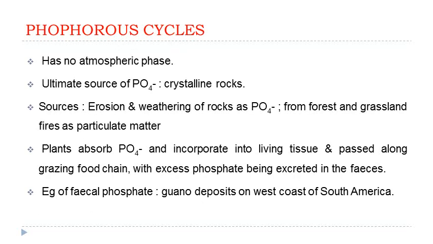So the second cycle under sedimentary cycles, which you are supposed to study, is the phosphorus cycle. Unlike the sulfur cycle, the phosphorus cycle doesn't have a gaseous or atmospheric phase. The phosphorus cycle is composed mainly of the sedimentary phase. Compared to all other biogeochemical cycles, it is one of the slowest cycles.